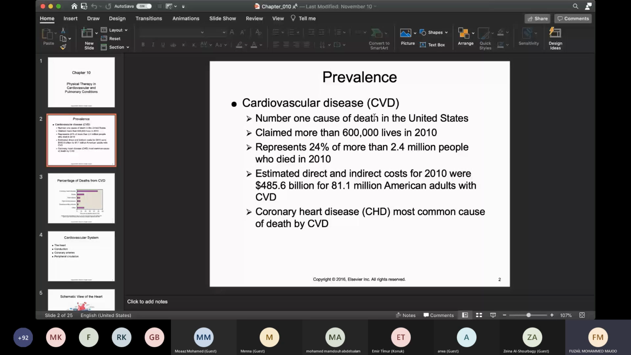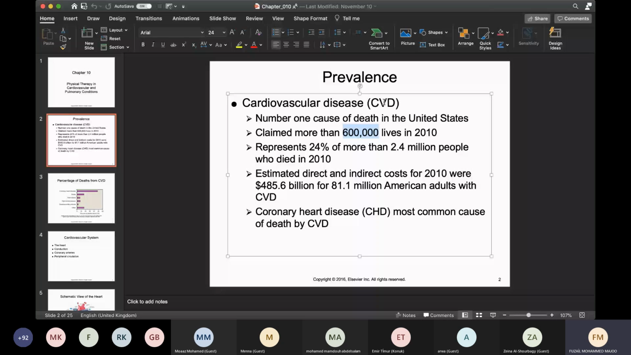Look, in the United States in 2010, about 10 years ago, 600,000 people died from CVDs, right? This is about a quarter of people that died in 2010. It represents 2.4 million people who died in 2010. So 600,000 is about 24%. That's a lot, guys. This is the total number of people that died. And again, nearly 25% died from cardiovascular disease. That's a big concern. It's a big threat.